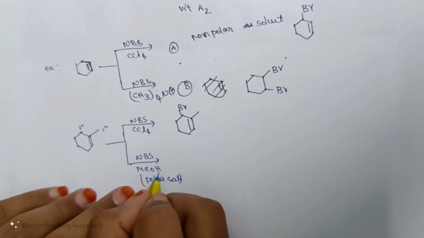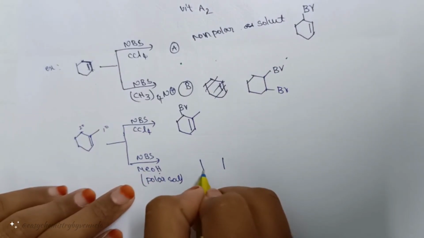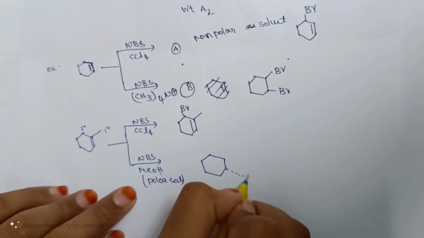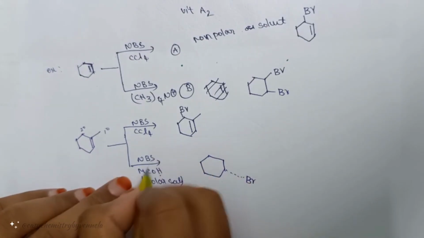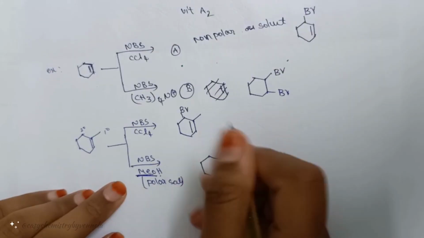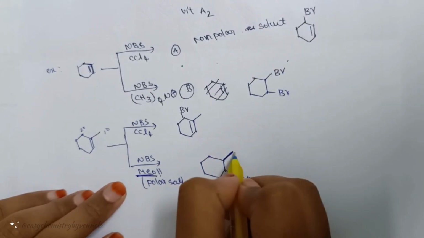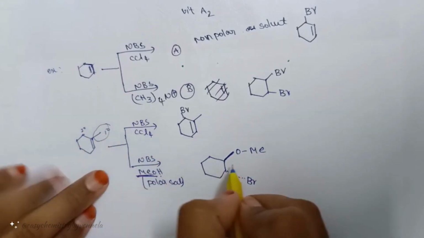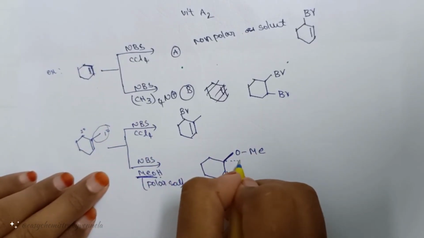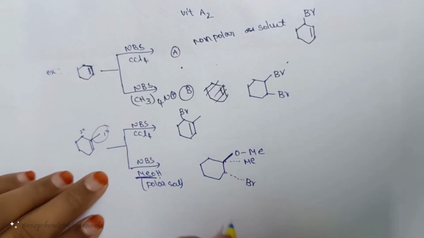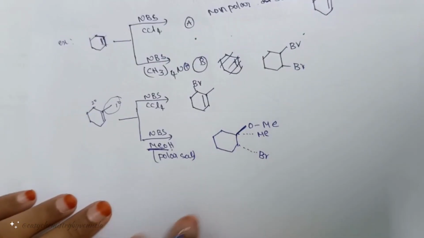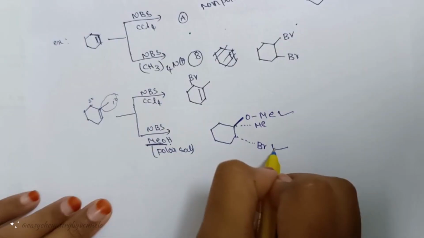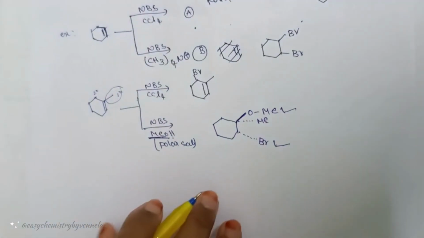So, NBS with methanol. Bromine will attack below the plane. Here the negative part will attack above the plane. The additional methyl will attack below the plane. These two are opposite. One is below and another is above.